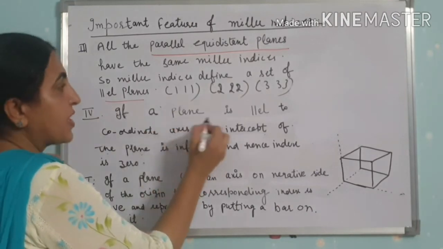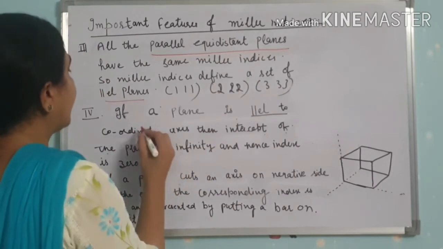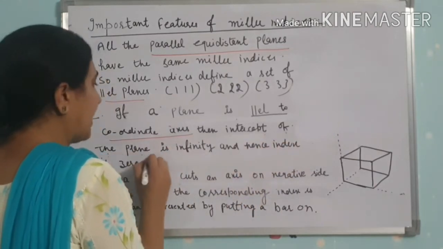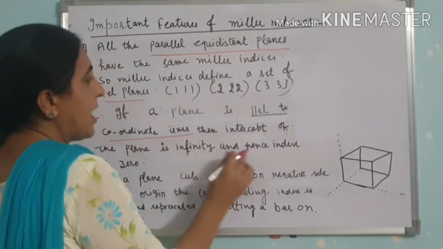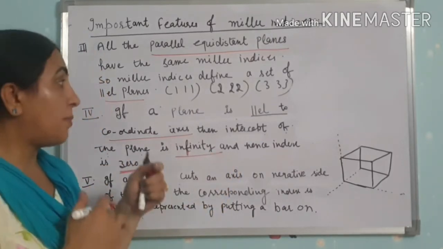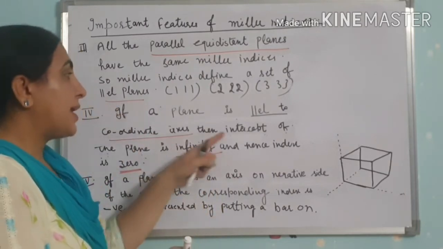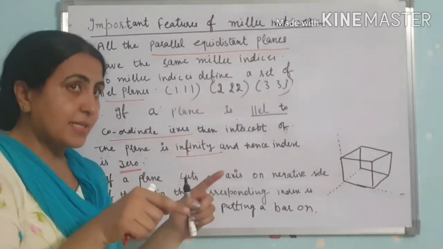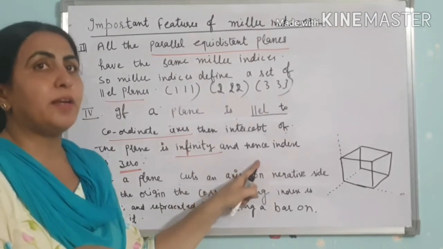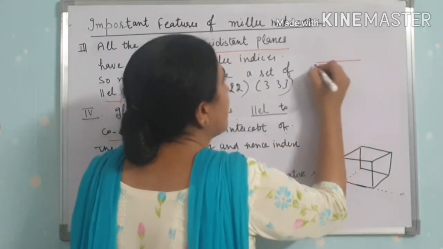If a plane is parallel to a coordinate axis, then the intercept of the plane is infinity and hence the index is 0. If any plane is parallel to a coordinate axis, then it doesn't cut the axis at any point. So the intercept is infinity, hence the reciprocal of infinity is the index, that is 0. So I will give you an example of this.